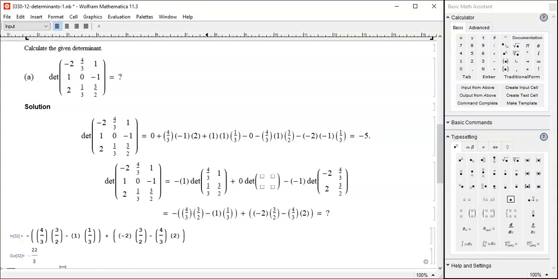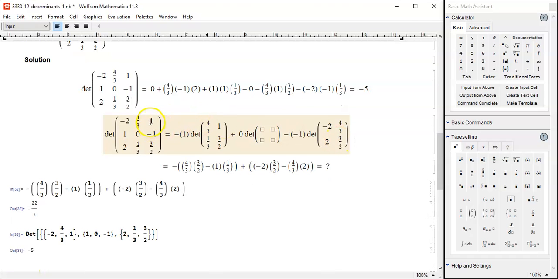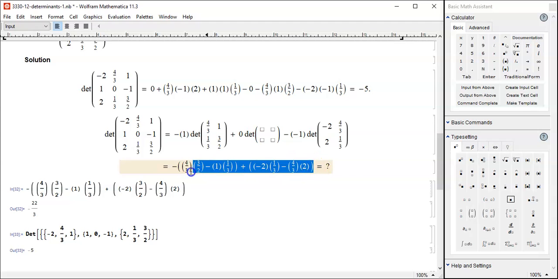Okay. Let me stop this recording and let's find out the mistake. Okay, I found my mistake. I should have removed all these. The 4/3 here should be 1/3. I wrote this one instead. So this should be 1/3. The others stay the same.